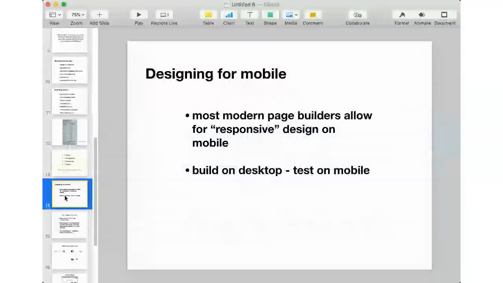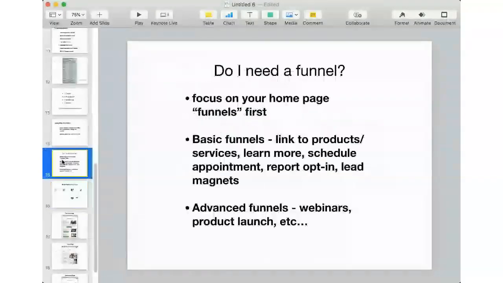Designing for mobile, we're going to talk about that just a little bit today. Hey, Pete, good to see you. We're going to talk about designing for mobile a little bit today. Keep in mind that the majority of your readers are going to see your page on a mobile device, and so make it easy for them, and keep that in mind as you build out your page, and it'll help you drastically.